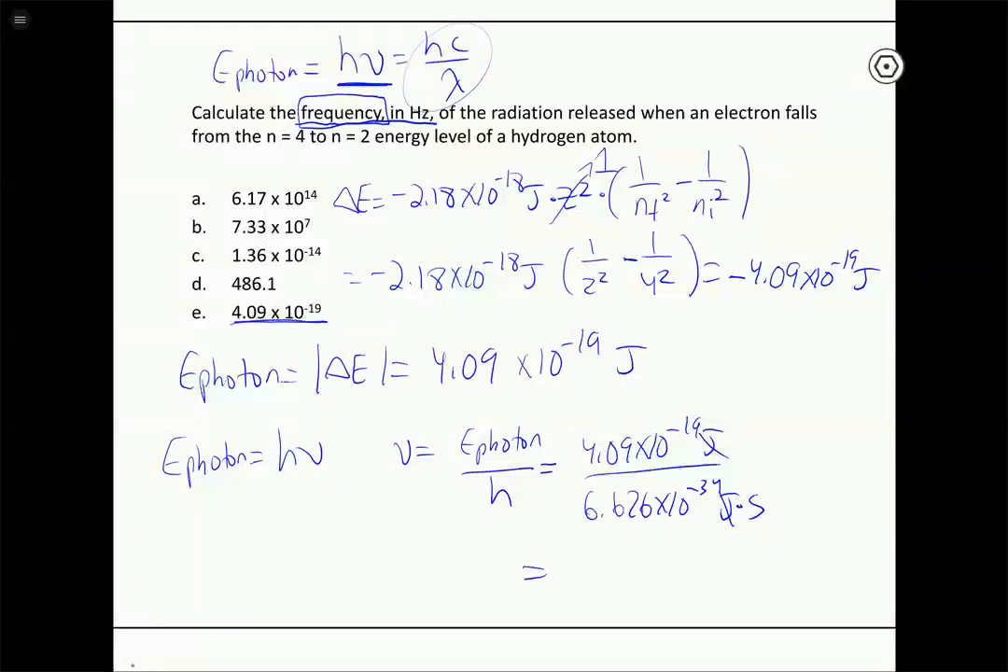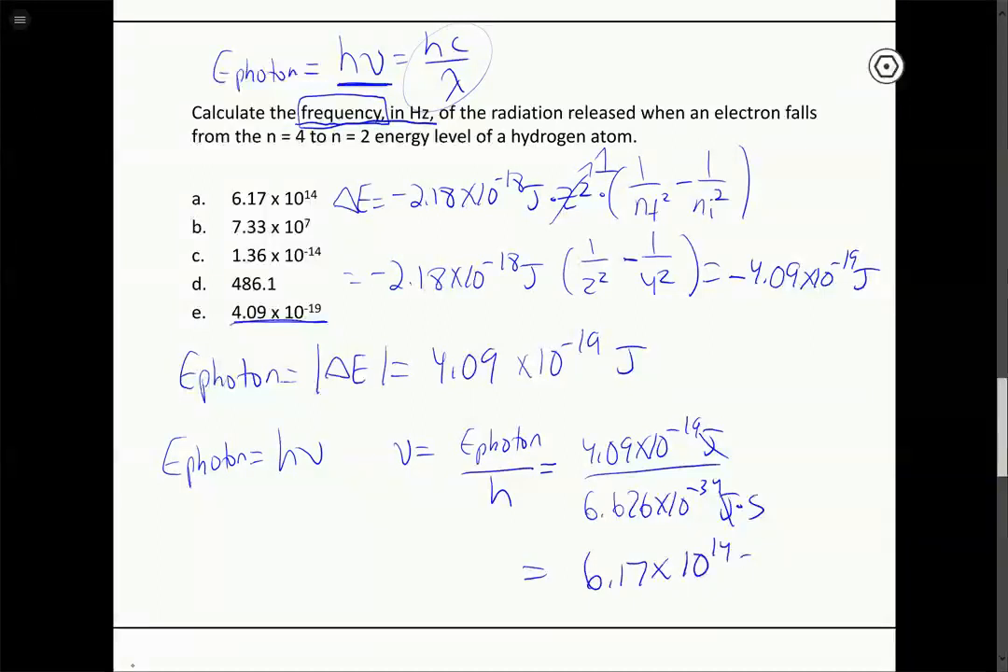So I'll calculate this out real quick. And what I got was 6.17 times 10 to the 14th seconds minus 1, which is the same as 6.17 times 10 to the 14th hertz. Remember that if you work it out, you're going to get inverse seconds as your unit. That means cycles per second or oscillations per second, and that we call hertz. So those are equivalent units. We don't have to convert anything. It's the same thing. So the only answer then that works is choice A.